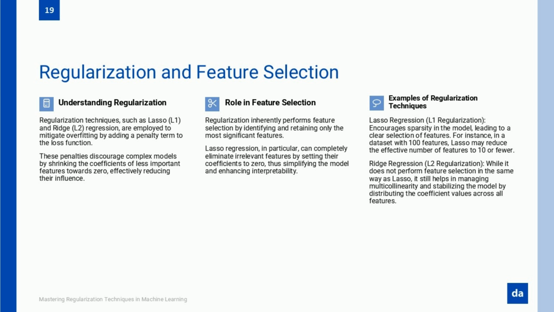And now that we've seen how regularization helps with feature selection, the next big question is, how is regularization shaping the future of AI? Because as machine learning models get bigger and more complex, new forms of regularization are emerging to keep them under control.